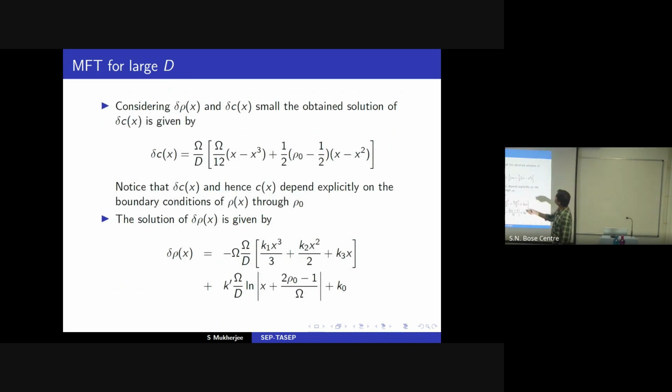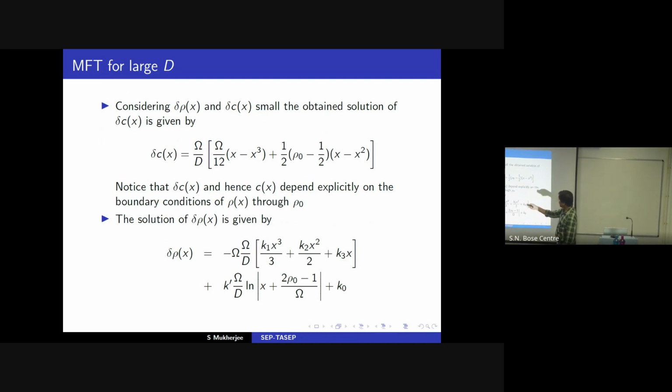You see, in the expression of del C, there is rho 0. As I mentioned, rho 0 depends upon the phase of the Tassel. So you can say that del C, and hence also C, depend explicitly on the boundary condition of the Tassel density through this parameter rho 0. Is it the first order change? Yes, we continue only linear in delta C and delta rho.